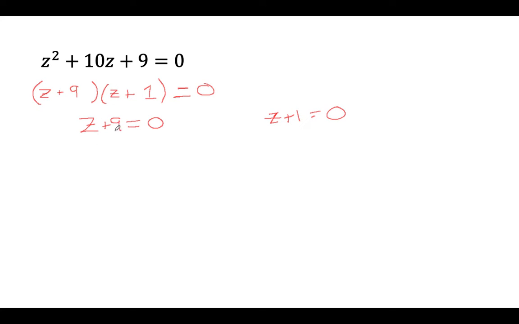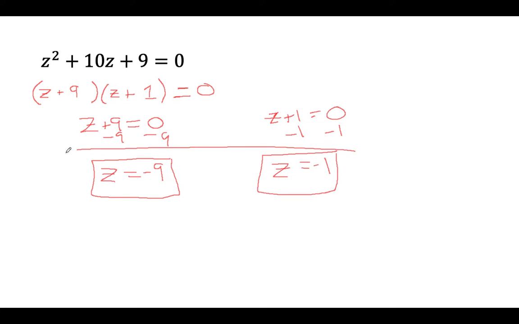And then the last step is to solve. So you have to solve each of these. So you got to get z by itself. So we're going to subtract 9 over here. So you got z equals 0 minus 9, which is negative 9. Solve for z here. Subtract 1 from both sides. Z equals negative 1. And so those would be your roots. If you plug these in for z, you would find that this left side equals 0. So you get 0 equals 0. If you don't believe me, you could try it. So we just found the roots or the zeros, and that's what it means to solve.